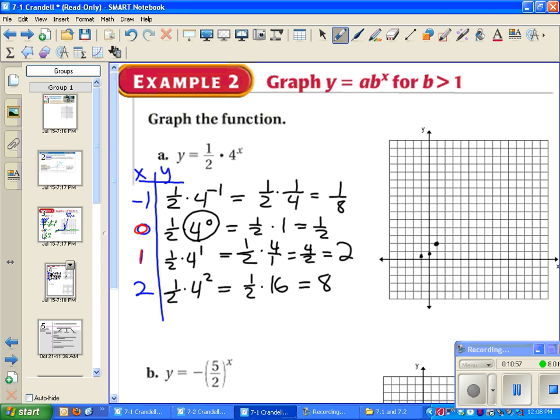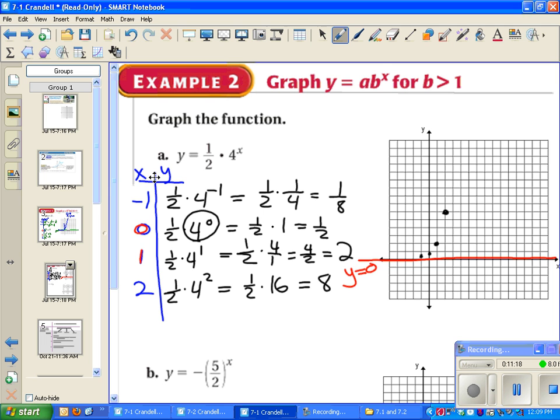1, 2, and 2, 8. Okay. All right, and then go ahead and draw the asymptote on your paper before I do it. Draw the asymptote. So if you drew it right here at the x-axis, you are awesome. That's where my asymptote is.